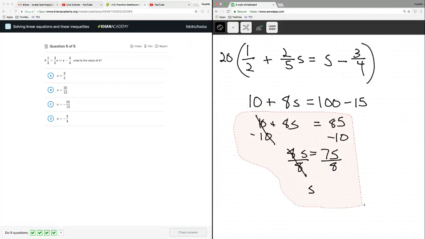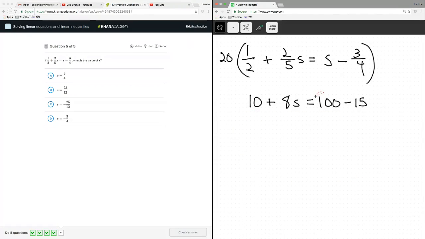That's the thing I hate about using S's. Sometimes they look like 5s. I don't understand why they do that. So that is not a 5, that is an S. So this is actually 20s. All right, now this makes more sense.